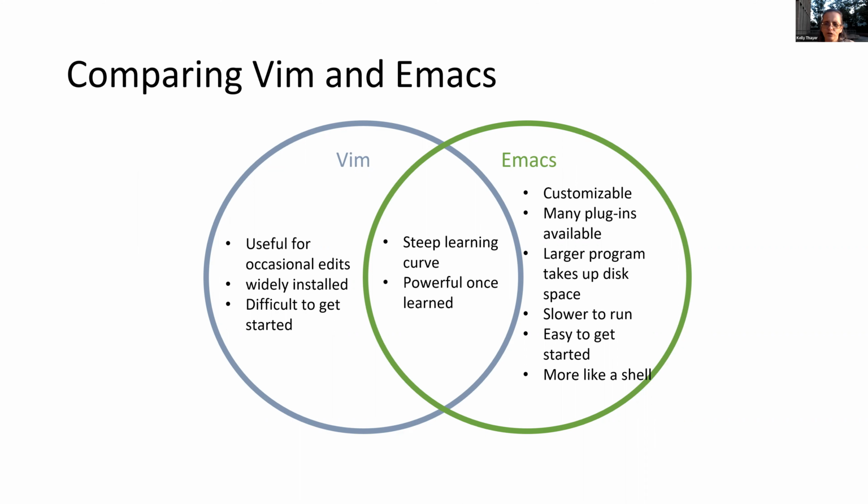Emacs is quite a bit larger, so it takes up a lot of disk space. That's partly because of the interface it's making for you. It does run slower, although if you're using this simply just to edit some files, it's pretty unlikely that that's going to be an issue for you. It is pretty easy to get started because it's very intuitive and very similar to word processing that you're used to. Although, again, I wouldn't recommend it for word processing, but it's more like a word processor. Or you could say it's more like a shell, I suppose, whereas Vim is more complicated, as you'll see.